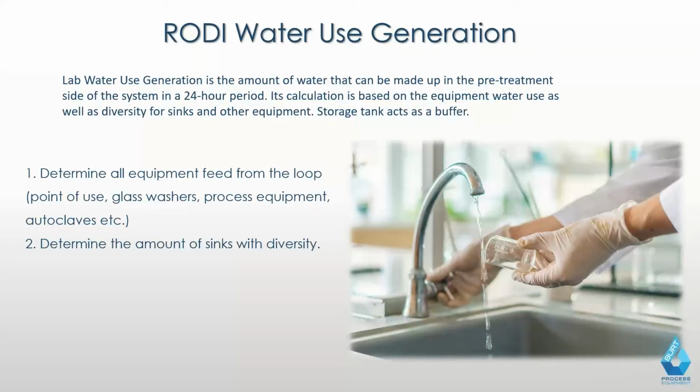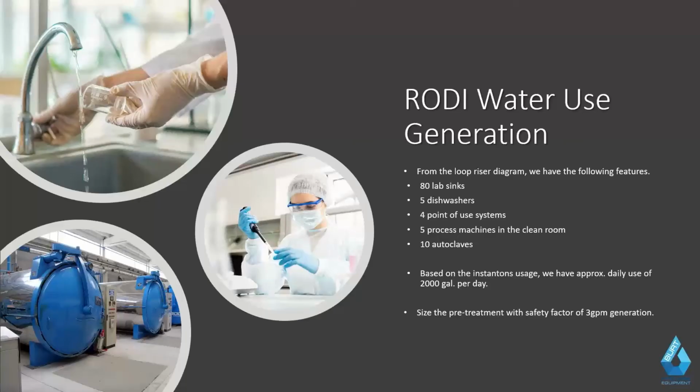So it transitions right into the slide we have here, which is, when looking at water generation usage, you need to look at what is the actual equipment that you're going to be feeding in your system. So point of use, glass washers, process, autoclaves, filling, process kettles, whatever it ends up being. Then if you have any laboratory-based sinks, you need to take a diversity factor across your sinks and this equipment, and that's what allows you to determine your overall generation rate. So we'll do a quick example here.